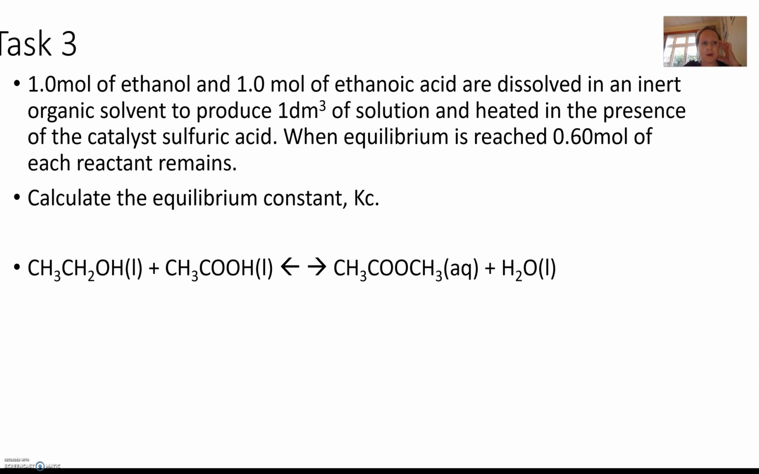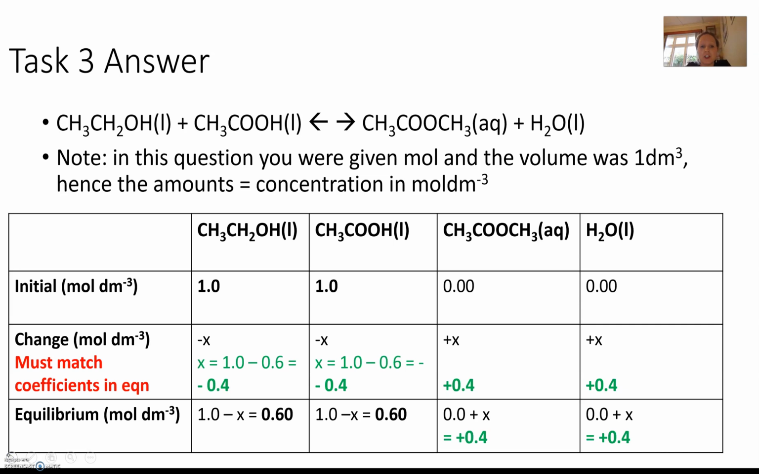So this is task 3. It says 1 mole of ethanol and 1 mole of ethanoic acid are dissolved in an inert organic solvent to produce 1 decimeter cubed of solution and heated in the presence of a catalyst, sulfuric acid. When the equilibrium is reached, 0.6 moles of each reactant remains. So here's your equation. So this is making an ester. This is what we'll do a bit later on in the year in organic. So we're just putting in what we were given.